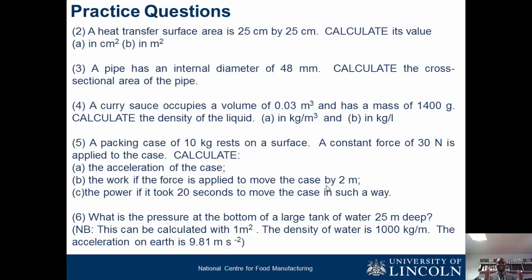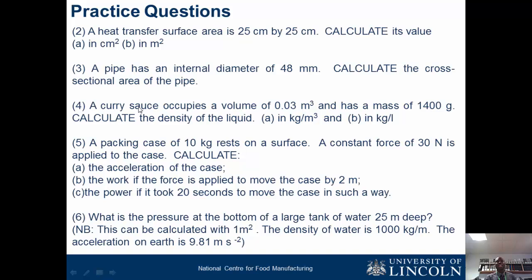Now we know that the formula for calculating the cross-sectional area of the pipe is pi d square over 4. Pi is 22 over 7. D here is the diameter that we've been given. Then we need to convert that, or if you want to leave it as it is, fine. But make sure you are consistent with whatever you're doing.